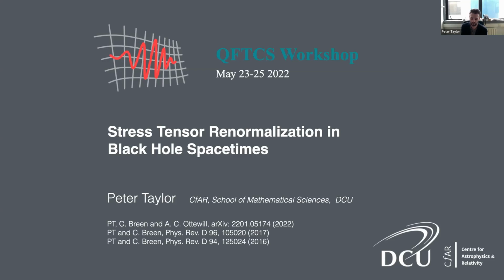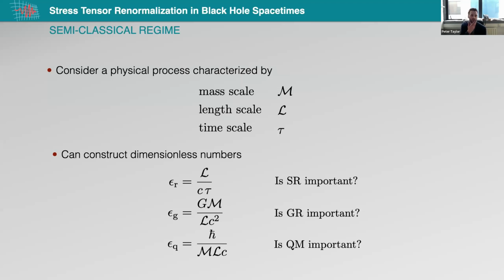Let me just zoom out momentarily and define what I mean by semi-classical physics, which is the context in which I'm interested. We can consider some physical process characterized by three scales: a mass scale, a length scale, and a time scale. We can construct three dimensionless numbers from these, which will tell us how important special relativity, gravity, and quantum effects are, respectively. Assuming for now that the first quantity is of order one, the physical process we're interested in is always relativistic.